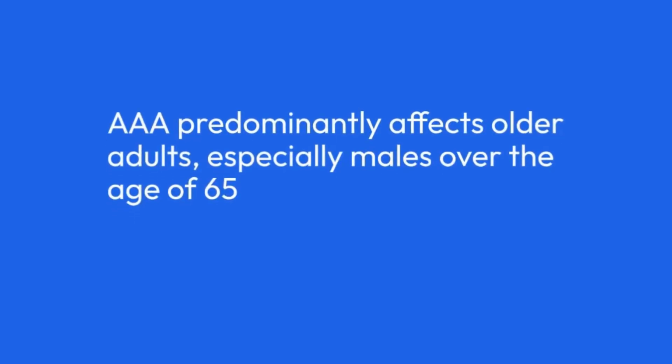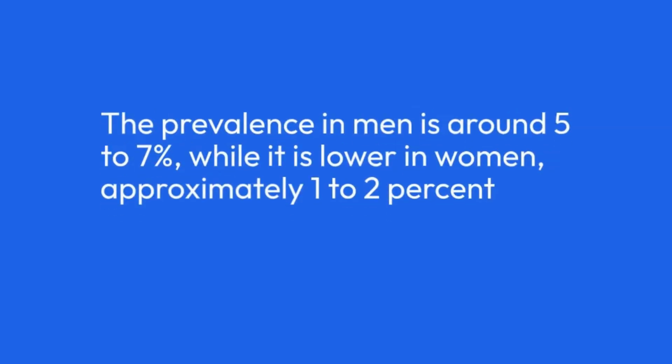Epidemiology. AAA predominantly affects older adults, especially males over the age of 65. The prevalence in men is around 5 to 7%, while it is lower in women, approximately 1 to 2%.